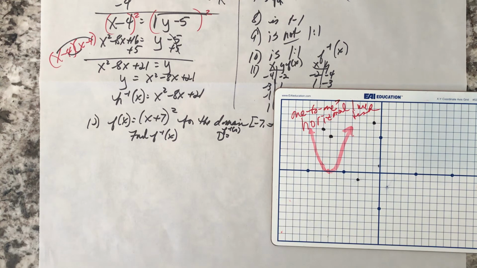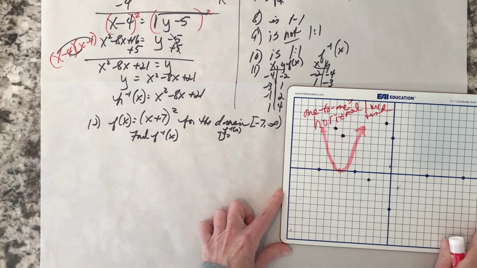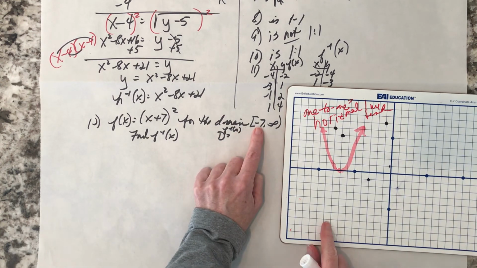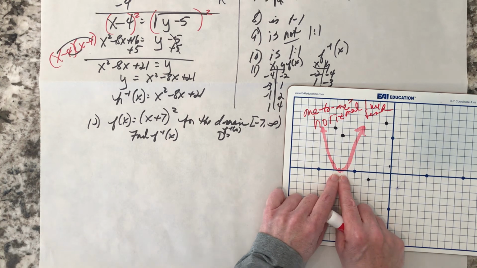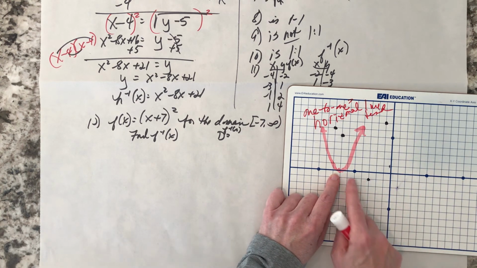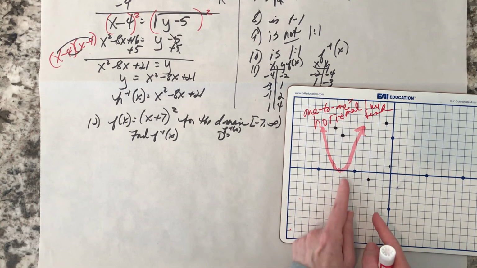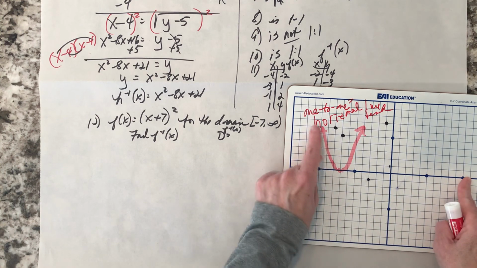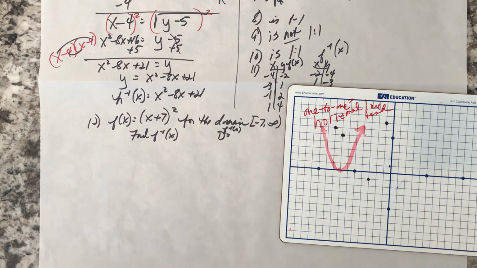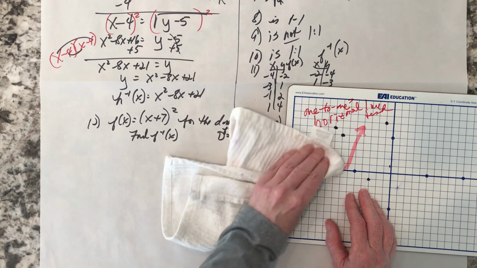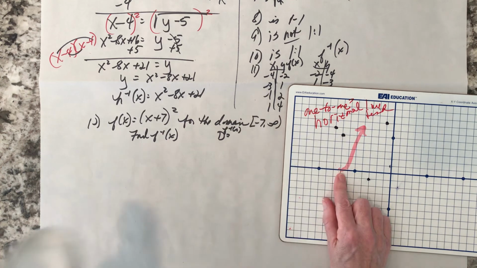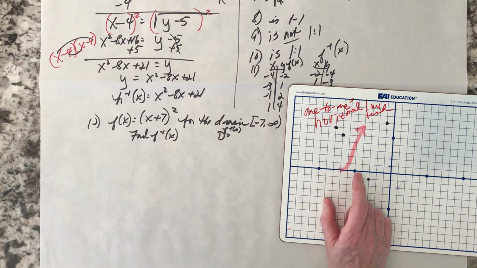It looks something like that in the red. It says for the domain negative 7 to infinity. So they only want us to consider on the x-axis what starts at negative 7 and goes on to infinity. So they want us to only consider right here and to the right, not this piece. They're asking us to take that piece out completely, and we'll start our little guy right here at negative 7. So that's the only piece we want to look at.